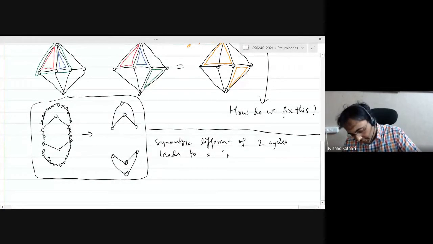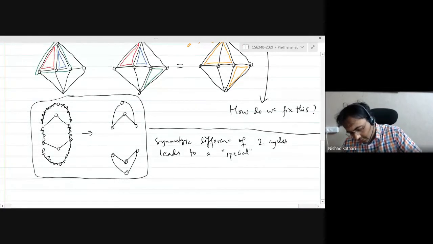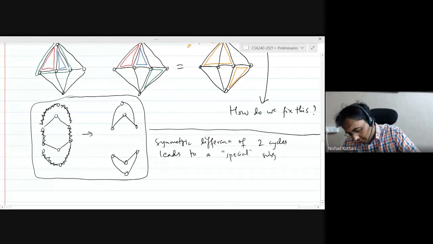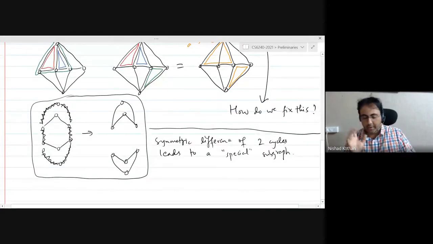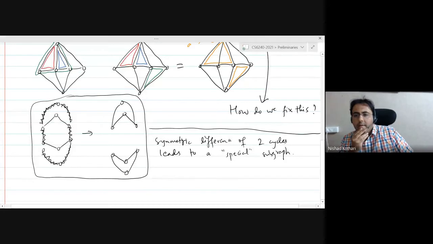Leads to a special subgraph. So it's a subgraph with some special property. I'll give you a hint. Think about the degree of each vertex. So you take the symmetric difference of two cycles, you get a new graph, you get a subgraph of the original graph. Now, what can you say about the degrees of the vertices in this resulting subgraph?